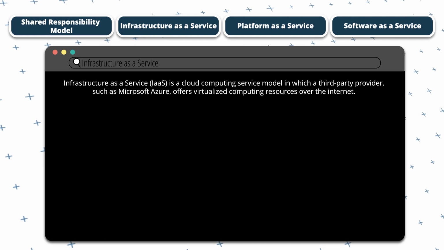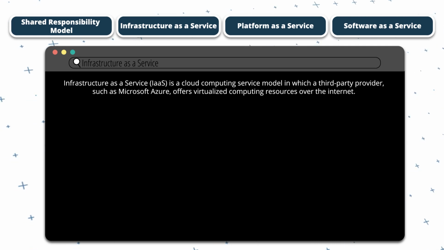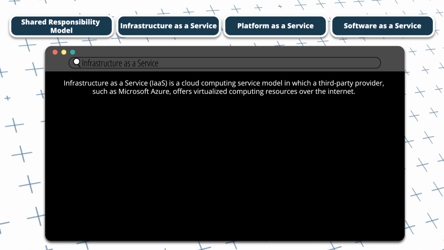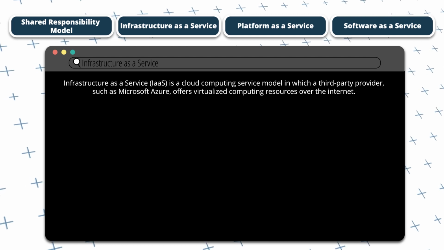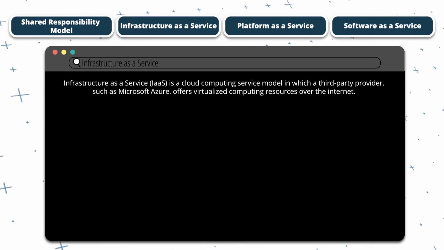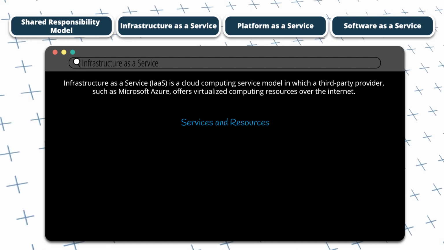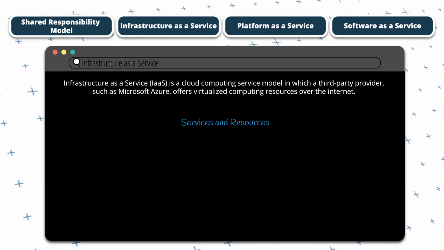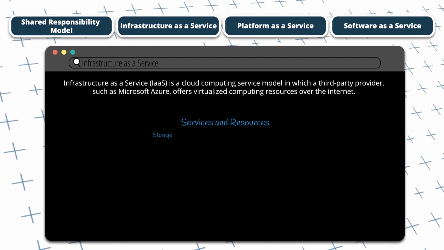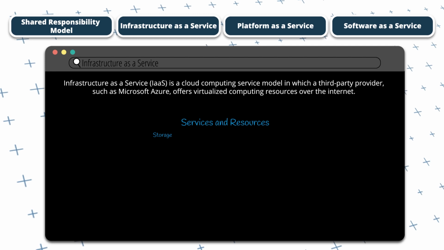Infrastructure as a service is a cloud computing service model in which a third-party provider, such as Microsoft Azure, offers virtualized computing resources over the internet. Some examples of common resources and services that require infrastructure as a service would be storage, such as Azure Blob Storage, Azure Files, and Azure Disk Storage.